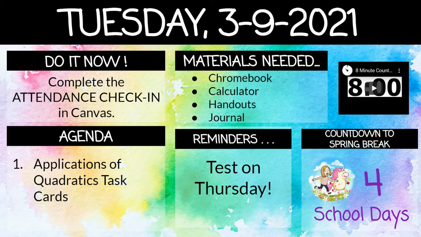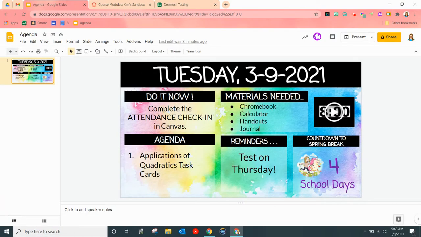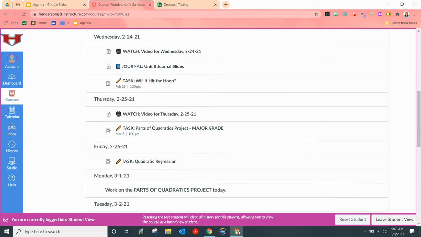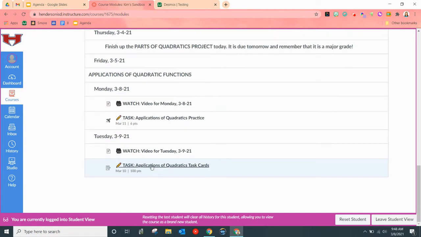On the test, I'll post a review tomorrow, and you'll get to see the types of problems that'll be on the test. It'll be things like we did on the project, domain and range, and then these task card questions here. So today in Canvas, this is the assignment that I'm talking about here.